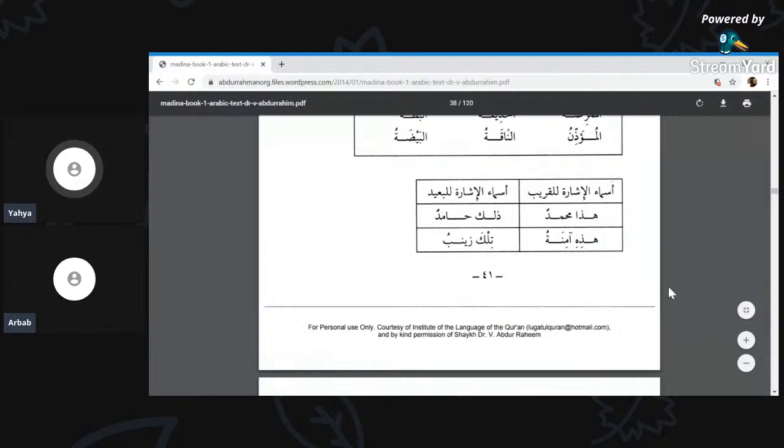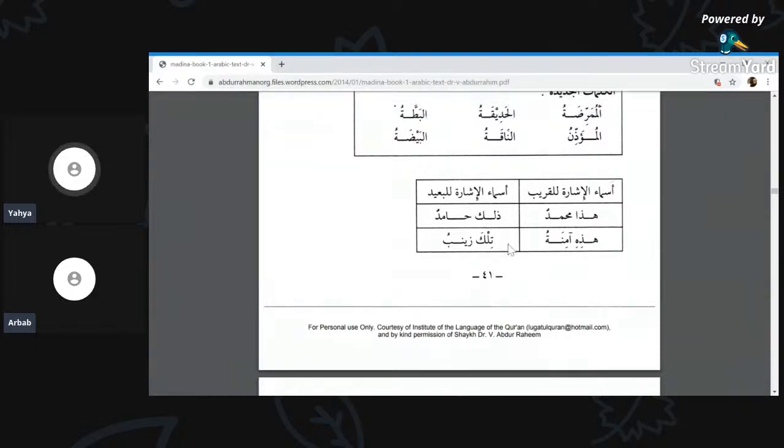Asma'ul isharati lil qareeb and asma'ul isharati lil ba'id. You can see that the asma'ul ishara for close, lil qareeb, are hada and hadihi. Hada is for masculine, mudhakkar, and hadihi is for feminine, mu'annath. And on the left, asma'ul isharati lil ba'id: dhalika is for masculine and tilka is for feminine. However, all four of them are singular.